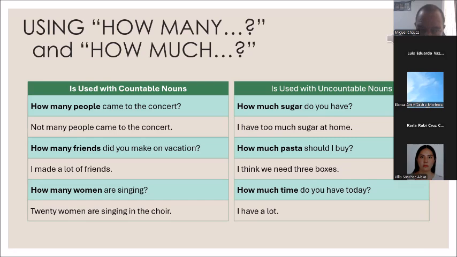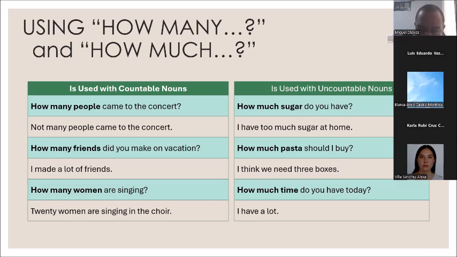How many people came to the concert? Not many people came to the concert. How many friends did you make on vacation? I made a lot of friends. How many women are singing? 20 women are singing in the choir.